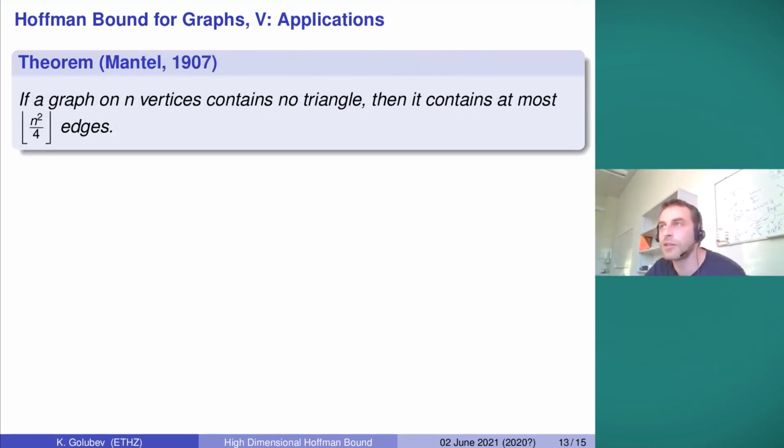Then 2 other applications. One is a funny one. So Mantel's theorem from 1907: if a graph on n vertices contains no triangle, then it contains at most n squared divided by 4 edges. You can prove it with our technique, and I'm proud to say that Alon-Dinur-Friedgut said that it's the most complicated proof of Mantel's theorem known to him, which is a praise, I think.